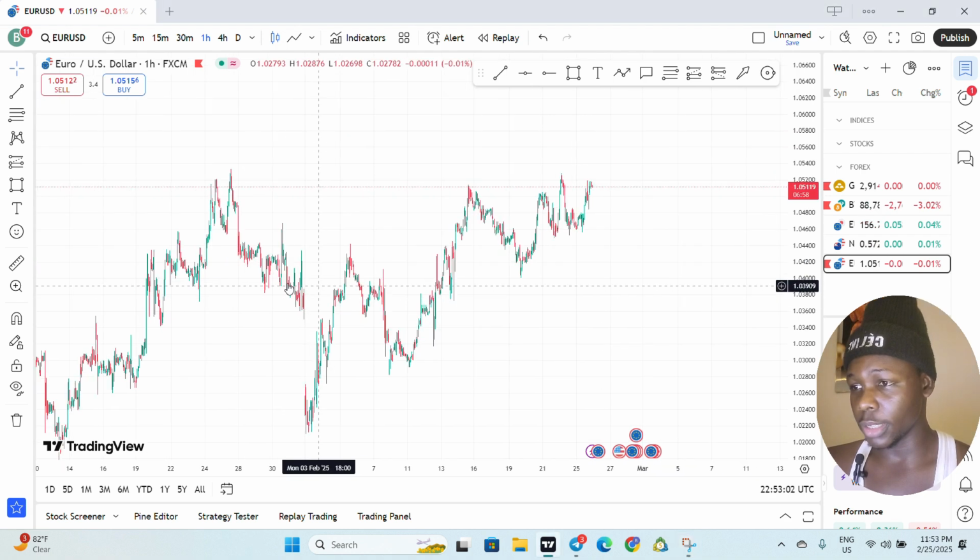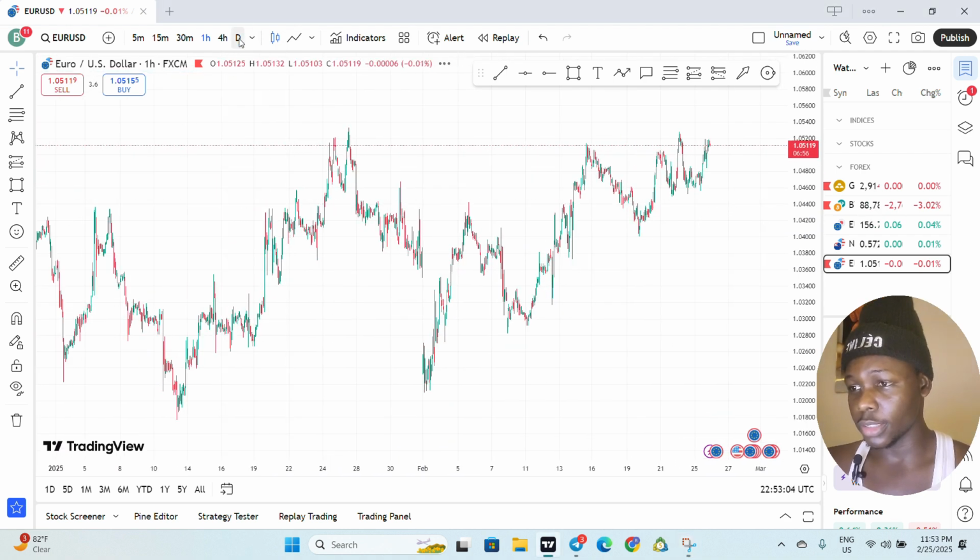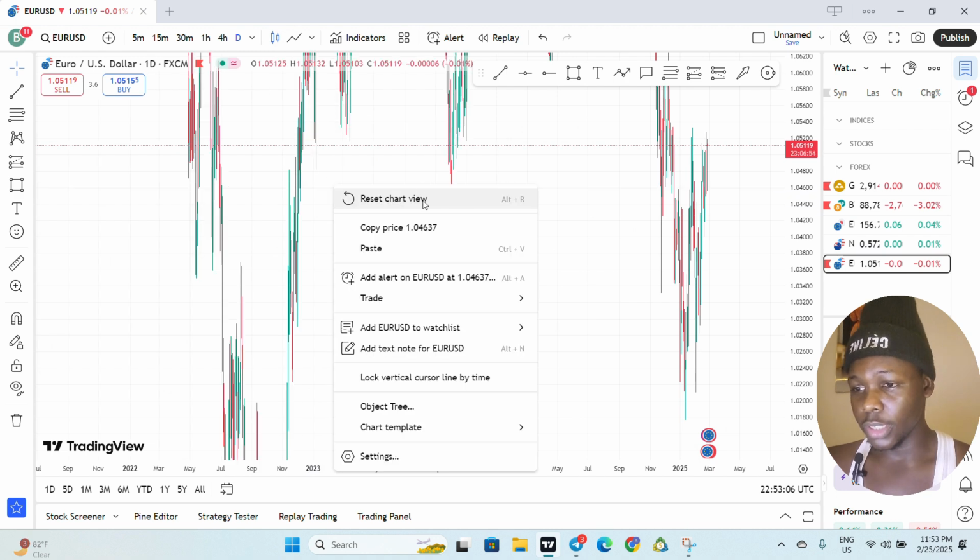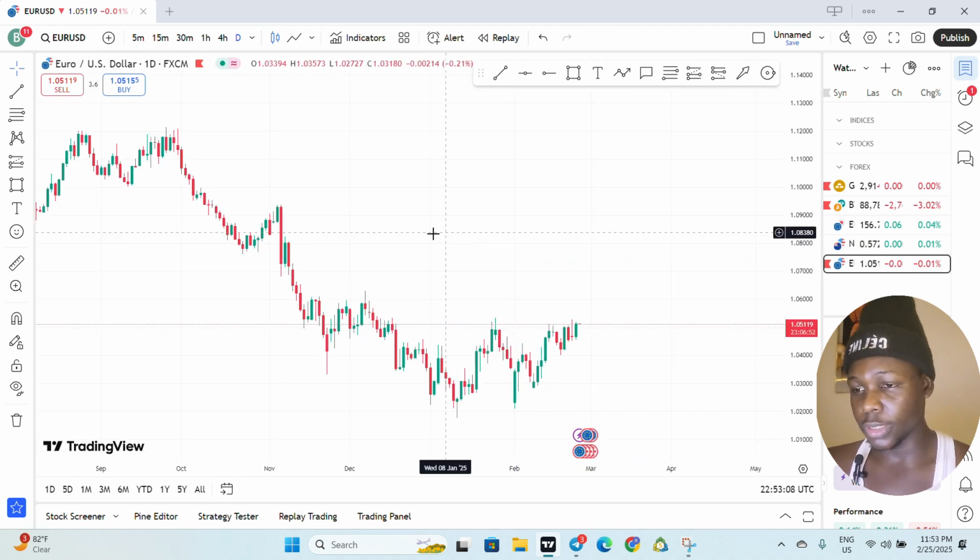So let's make it quick and let's dive into the site and see what we have here today. So, analyzing Euro USD using Trendline.